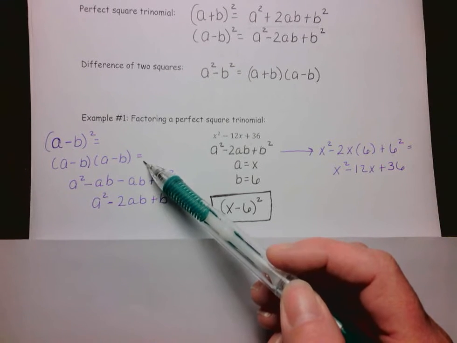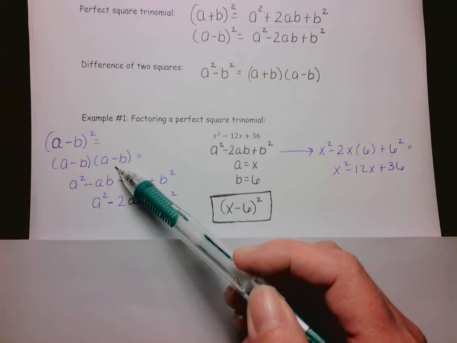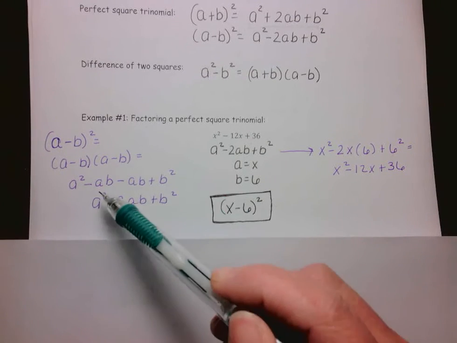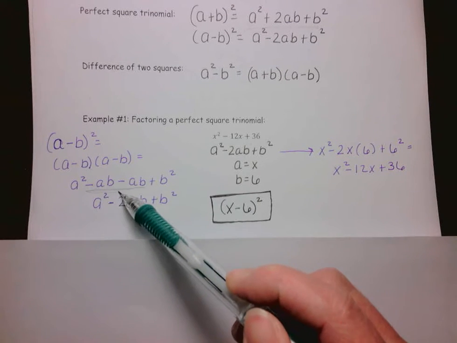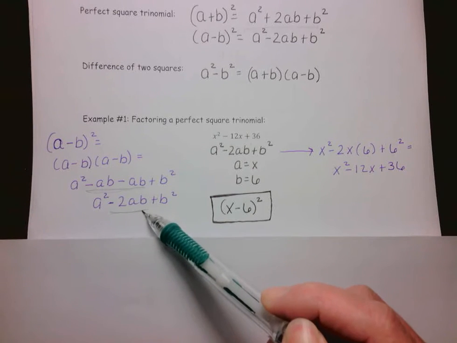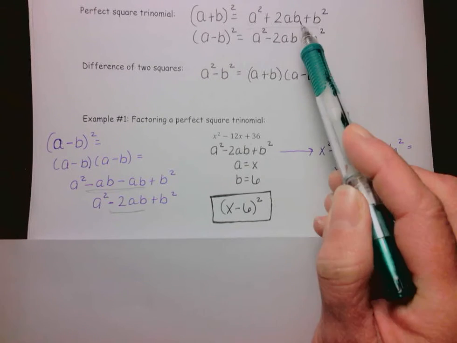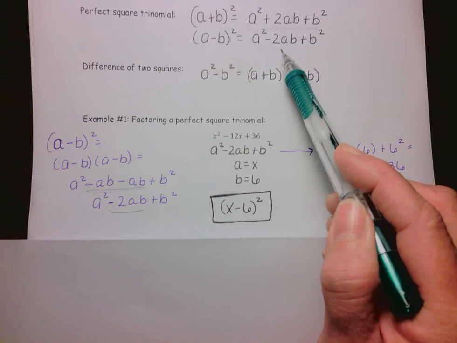So when I FOIL these, when I multiply these two binomials together, this is what I get. So look at what happens to these center terms. We can combine them and we get 2ab or negative 2ab here. So that's why that center term is always going to be 2ab, either positive 2ab or negative 2ab.